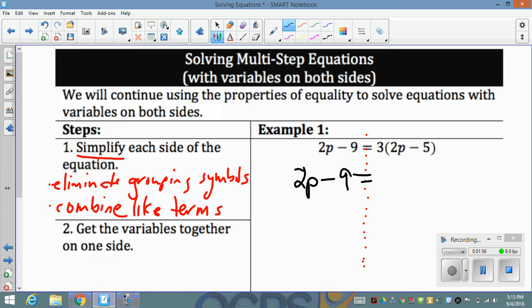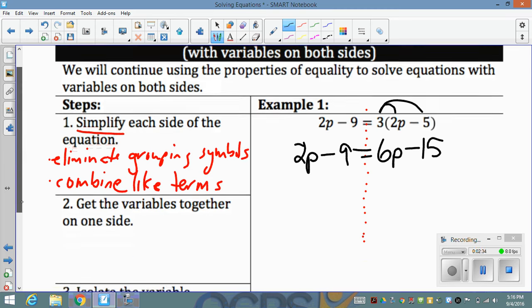On the right side, we have the parentheses. That's our grouping symbols. So remember, the way we eliminate grouping symbols is by distributing. This has to be your first step. There's one other option, but it's not a good option. Your best option here is to distribute. So 3 times 2p is 6p, and then 3 times negative 5 is negative 15. So make sure that we distribute to both of our terms. Remember, the parentheses are there to tell us multiply both of these things by 3. Okay, so now I've done my step 1.